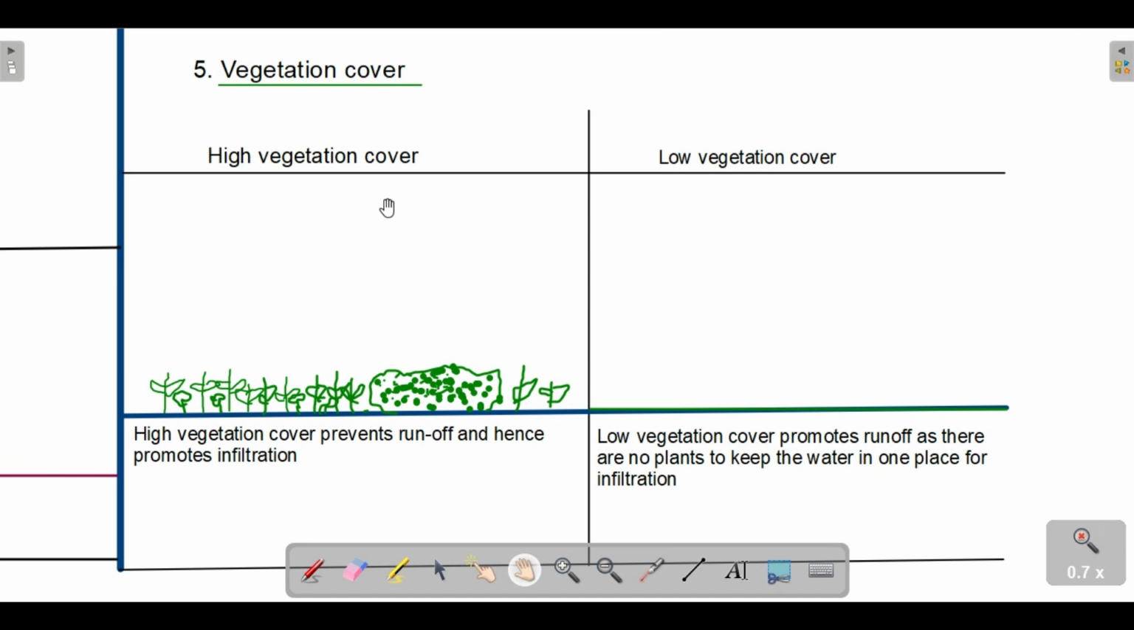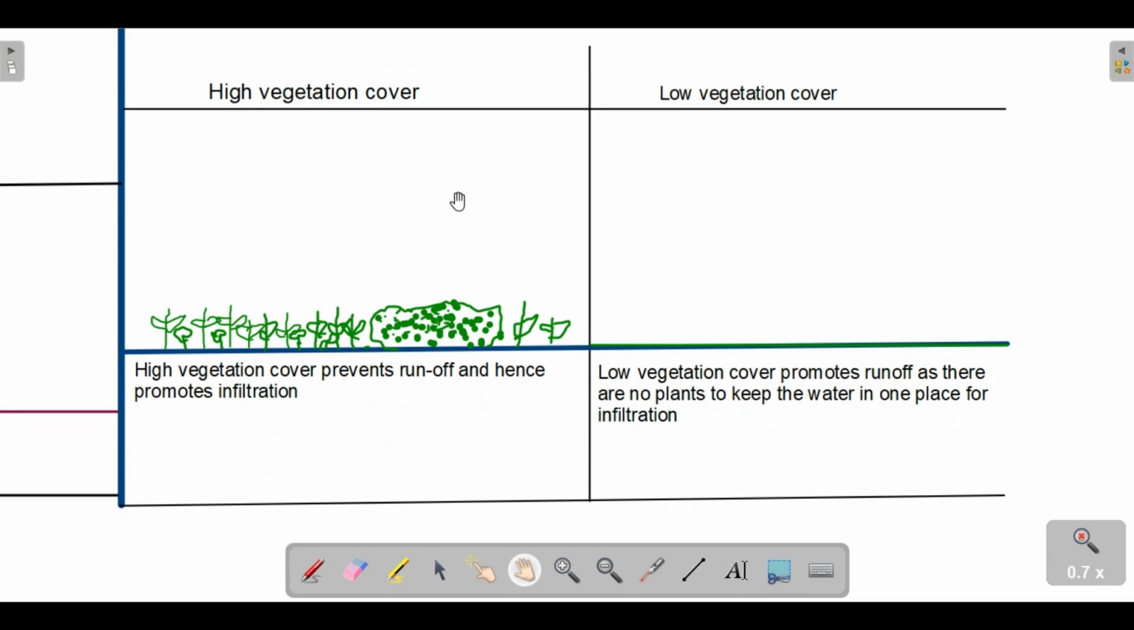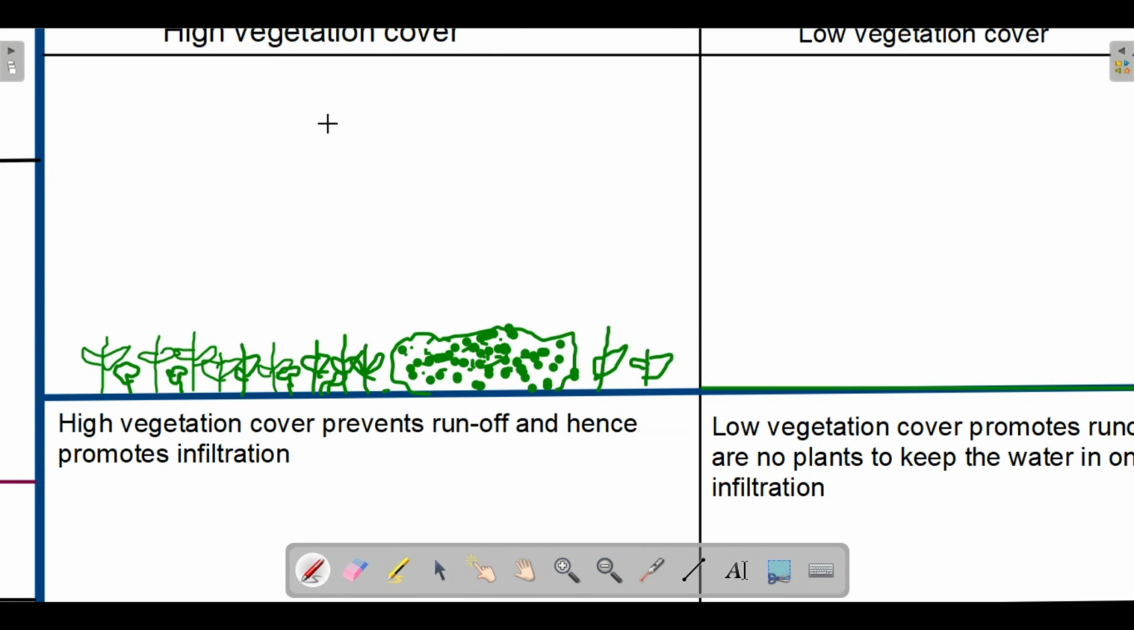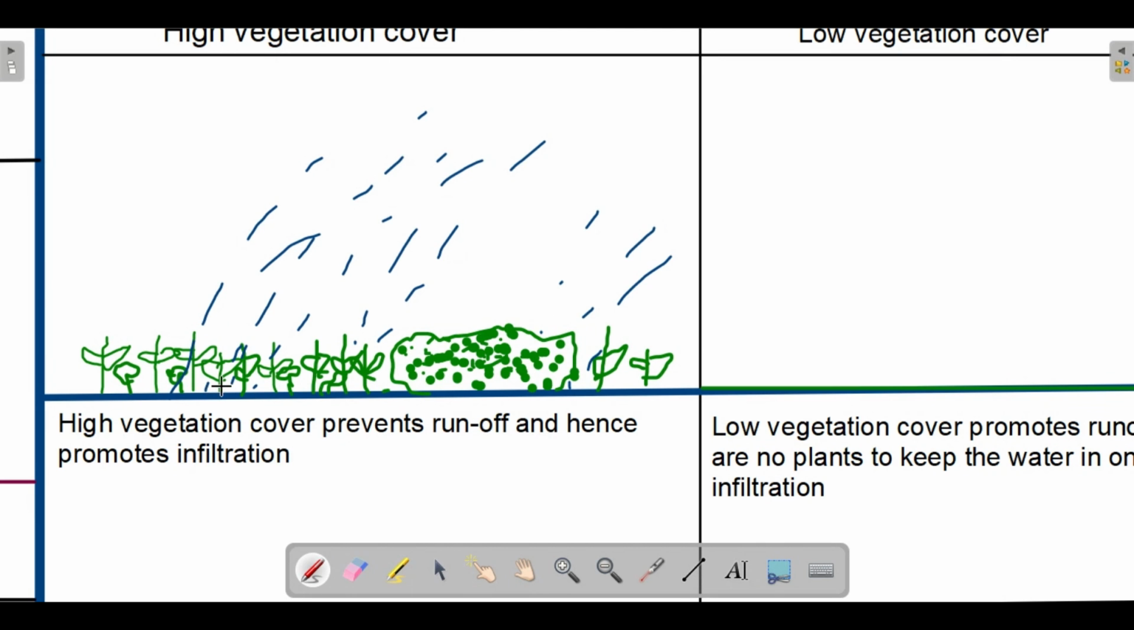The fifth factor that influences surface runoff and infiltration is vegetation cover, the amount of vegetation you have on your soil. When you have high vegetation cover, you are actually preventing runoff. Whenever it rains, instead of running off, these water particles are kept in one place by these plants. Because the vegetation is dense, these plants keep all these water particles in one place, preventing them from moving around. If you keep a volume of water in one place, it's going to be able to infiltrate through the ground. And so this promotes infiltration.